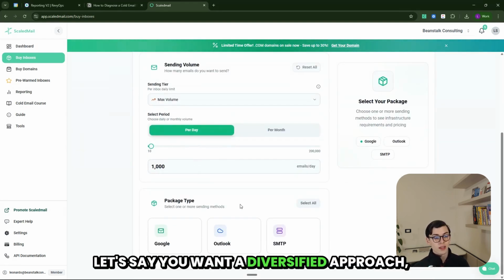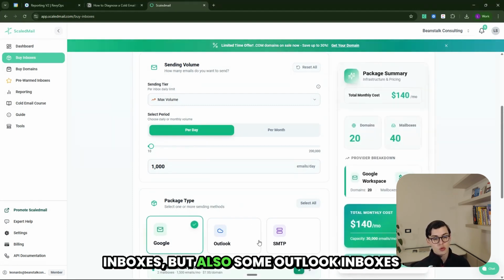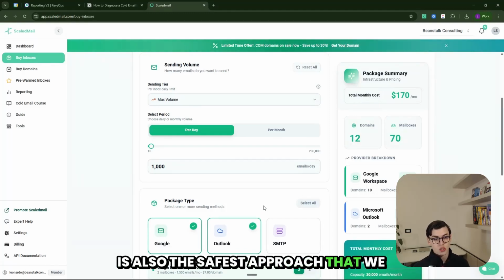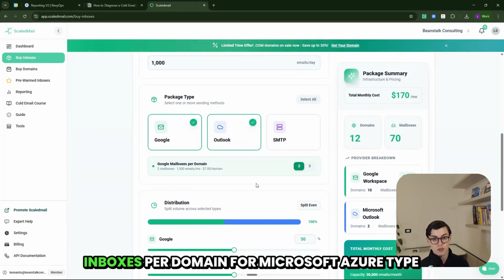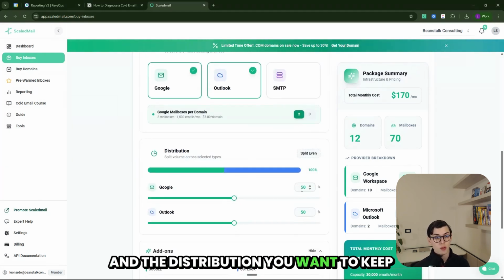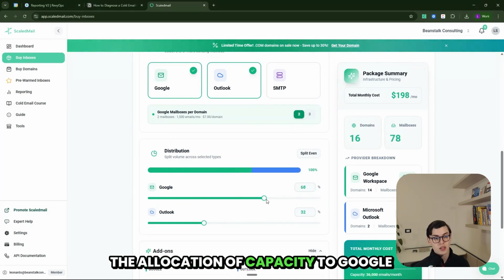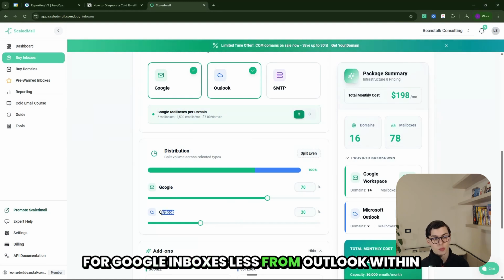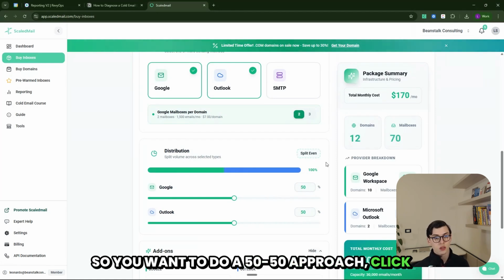And let's say you want a diversified approach, right? Let's say you want a little bit of Google inboxes, but also some Outlook inboxes because you want to be diversified. And it is also the safest approach that we recommend. 2 inboxes per domain from Google, 45 inboxes per domain for Microsoft, Azure type setup. And the distribution, you want to keep 50-50, or let's say you want to increase the allocation of capacity to Google inboxes, which is going to mean basically you're going to send more volume from Google inboxes, less from Outlook within this package, right? So you want to do a 50-50 approach, click on split even.